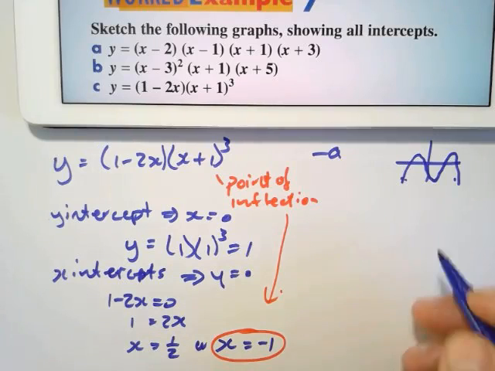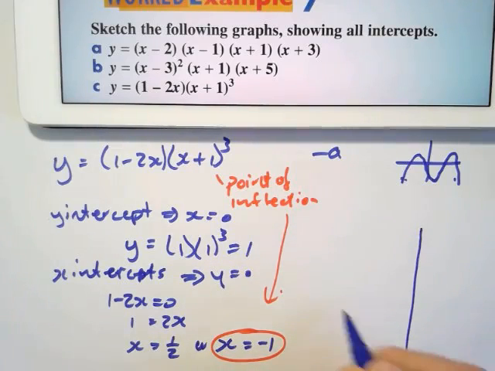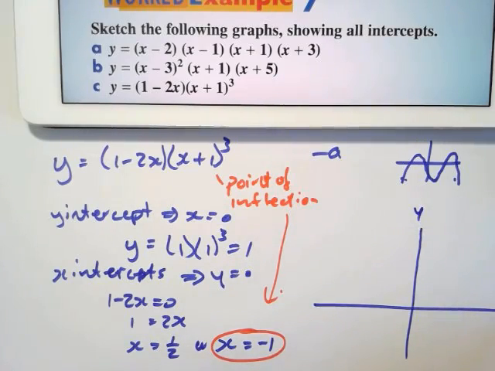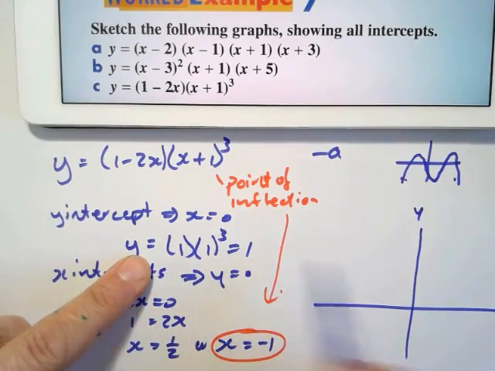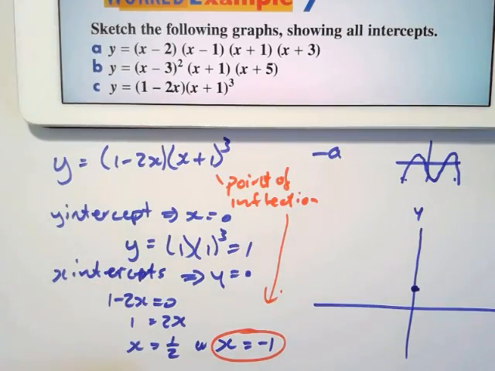So if I draw that, this is how the graph's going to look. This is going to be y, this is going to be x. It's going to intercept at y equals 1. It's going to intercept at x equals 1/2. And it's also going to have a point of inflection at negative 1. It needs to start here and it needs to finish there.